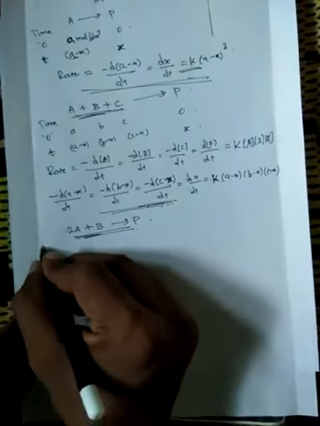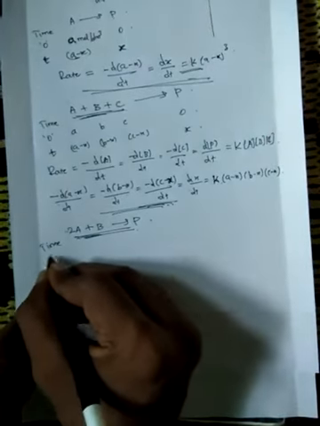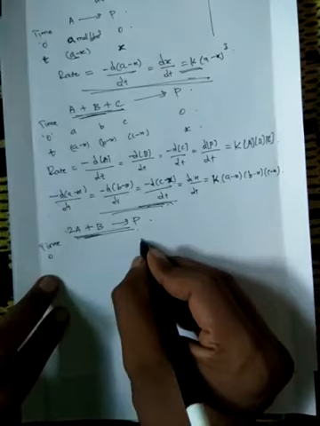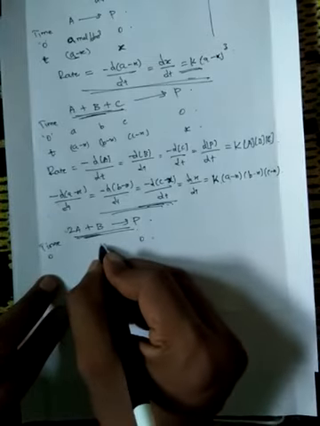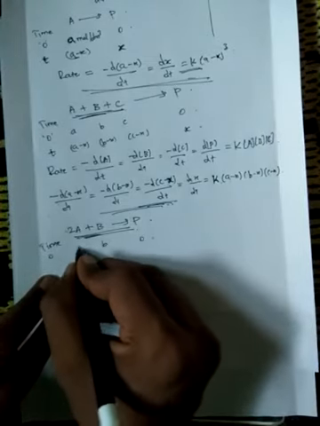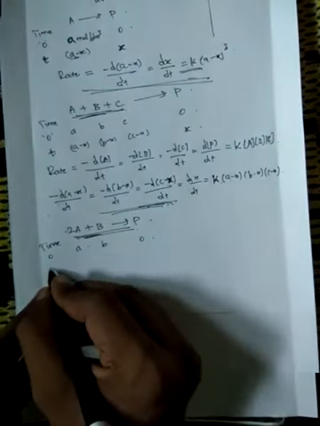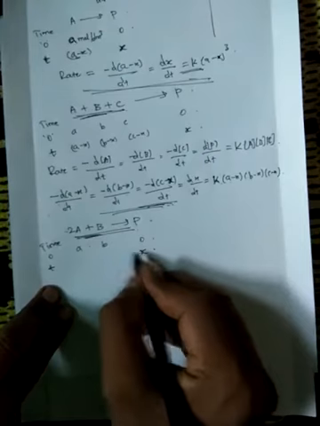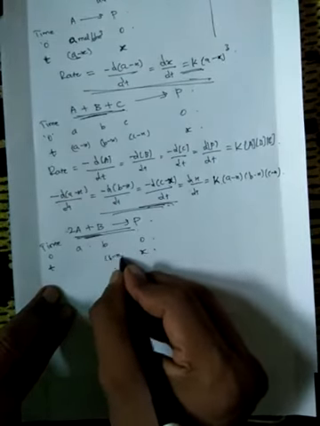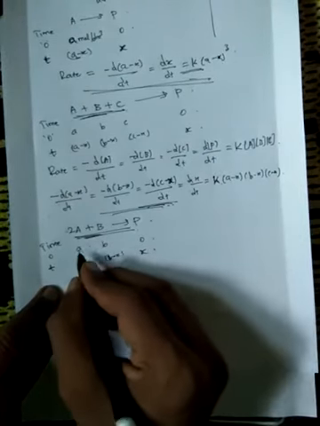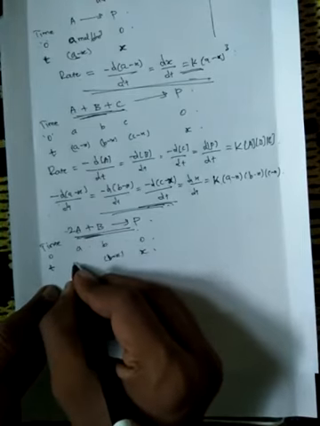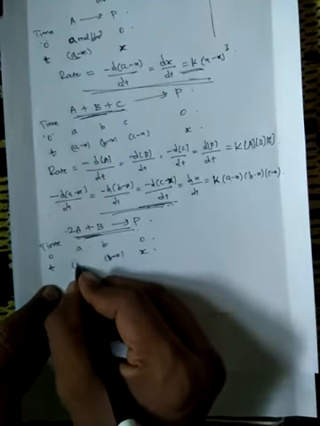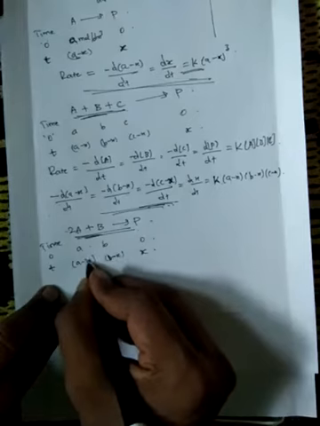Say at time t0, the product formed is 0. Initially I have taken B mole, initially I have taken A mole. At time t, x mole of product is formed. How much B will be remaining? It's B minus x. How much A will be remaining? This unreacted A is not A minus x, it is A minus 2x.